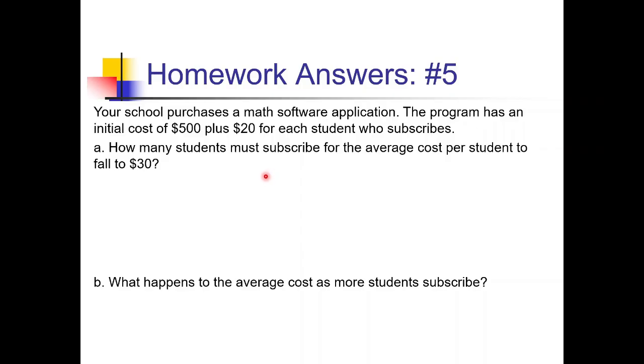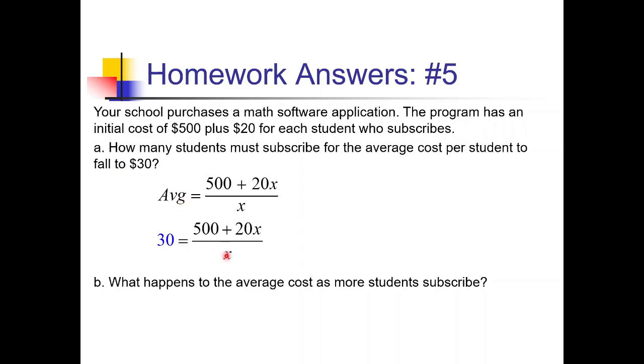So to write the total cost, we have to do the 500, which we're paying no matter what, plus if we have x subscribers, then we need 20 times x to get the price for all the subscribers. So plus 20x. And then the number of subscribers, that's just x, so we can just leave that down there. Now to figure out what x needs to be to get this average down to 30, I just need to replace this average with 30 and solve from there.